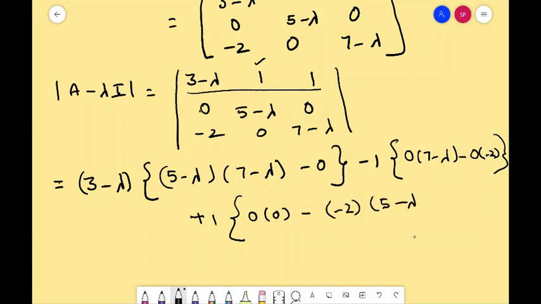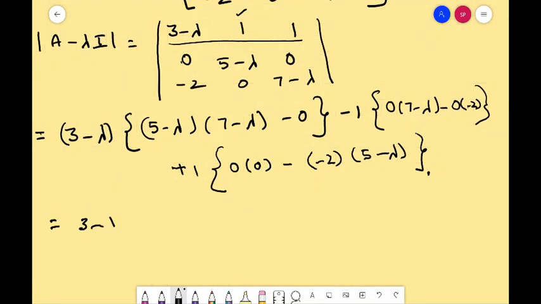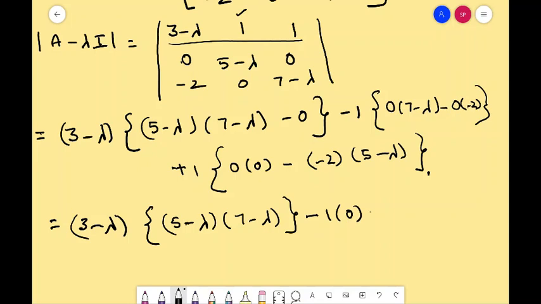So this is equal to 3 minus lambda into 5 minus lambda into 7 minus lambda. I will write it as it is. If we need, we can multiply, otherwise keep them as factors. And this will be minus 1 into 0. And the next one will be 1 into minus of minus plus, so it will be 1 into 2 into 5 minus lambda.